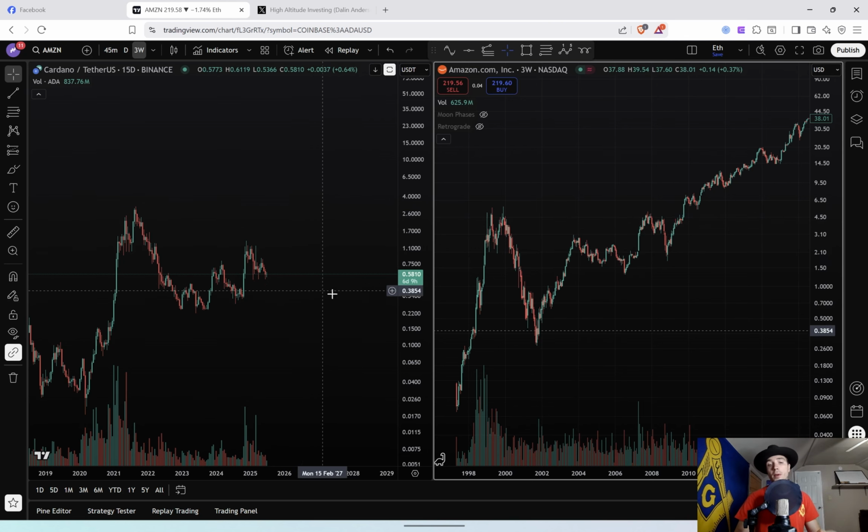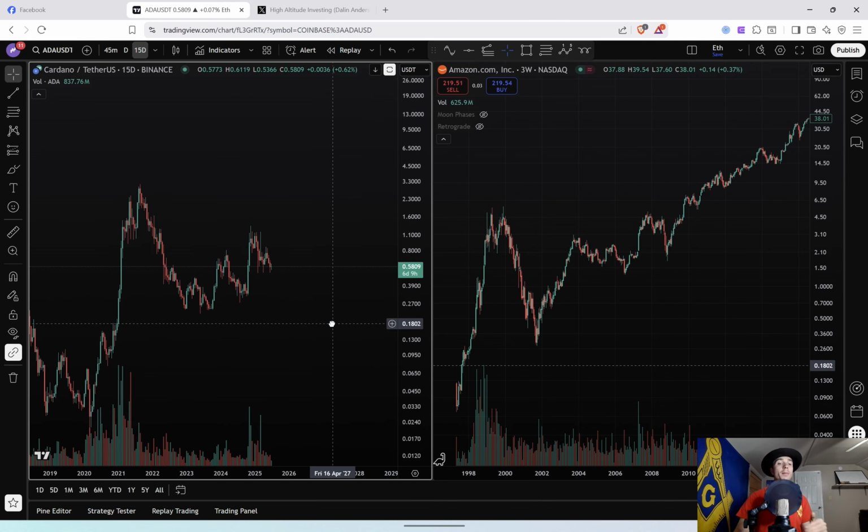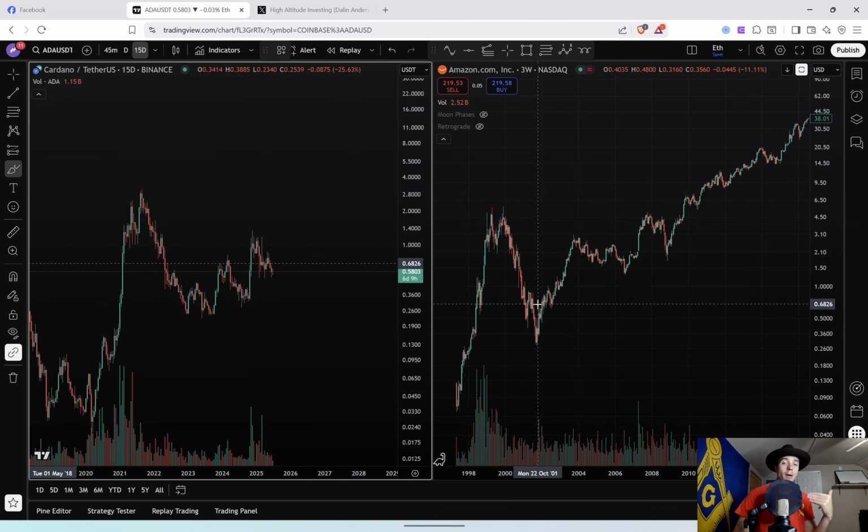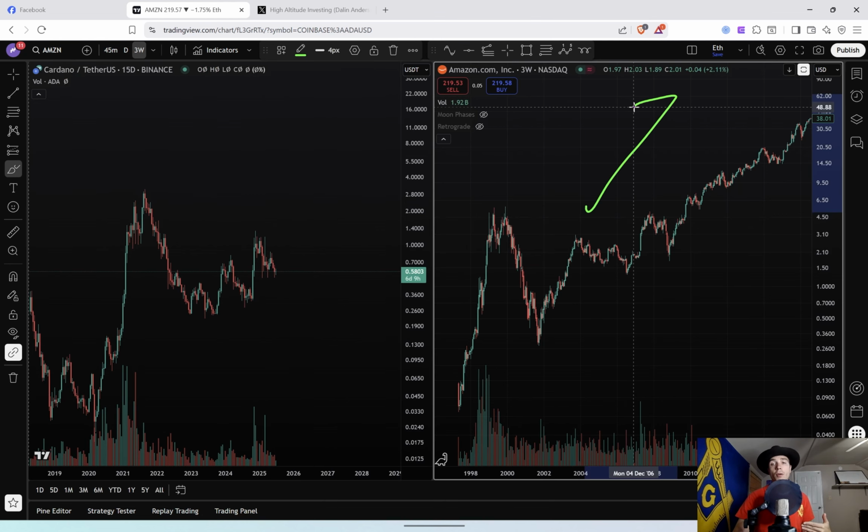Now, for crypto, I see a very similar thing coming. Crypto will be mass adopted by the public. We're going to see a longer, more sustained uptrend as a result of that. And I believe that Cardano is very similar to investing in Amazon right after the internet bubble popped, before the real growth and the real expansion really happened.